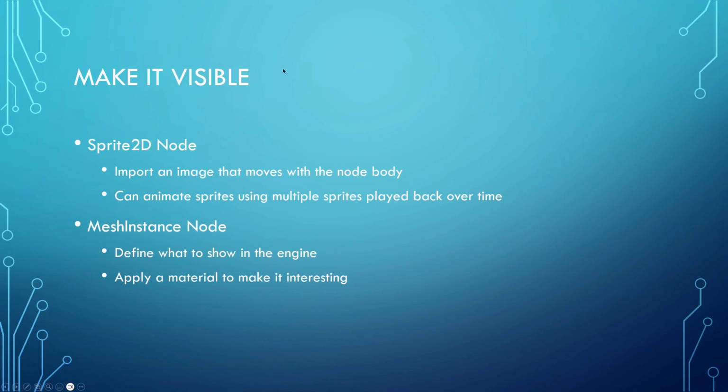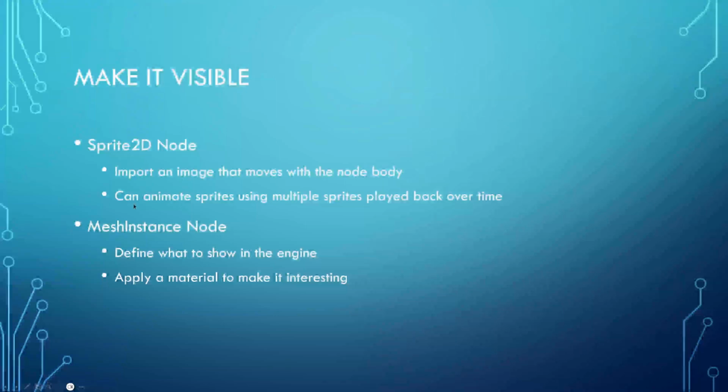Okay, so how do we make nodes visible, since the body is not visible and the collision shape is not visible? For 2D, we have a Sprite2D. A sprite is just an image, so you can import an image that moves with the body. If it's a Sprite2D that is a child of the character body, for example, as the character body moves, the Sprite2D moves with it. So we don't have to manually say, move the sprite. The whole scene moves together.